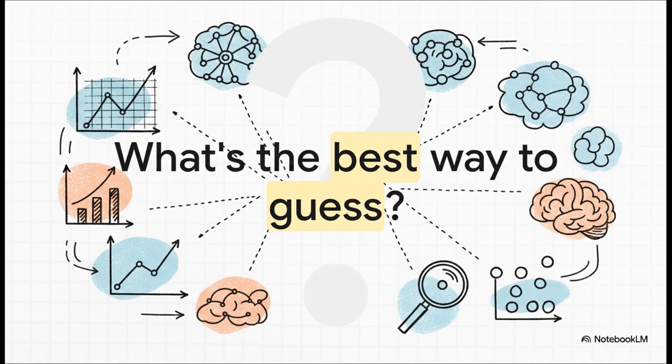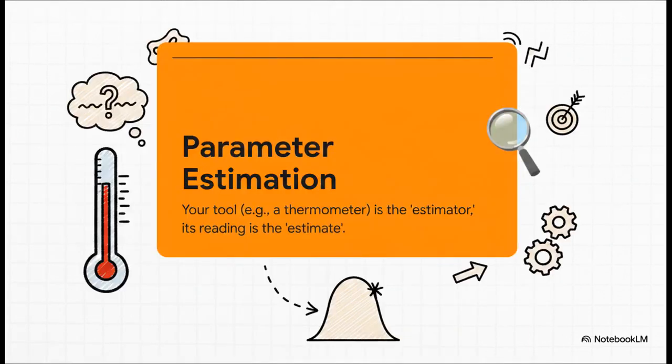We're just flooded with data these days, right? From training massive AI models to doing super precise science, we're always facing the same core challenge. How do we cut through all the noise and find the single best explanation for what the data is telling us? What's the best guess? Well, this whole process has a name, parameter estimation.